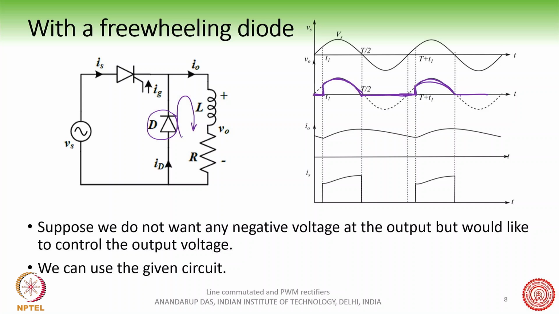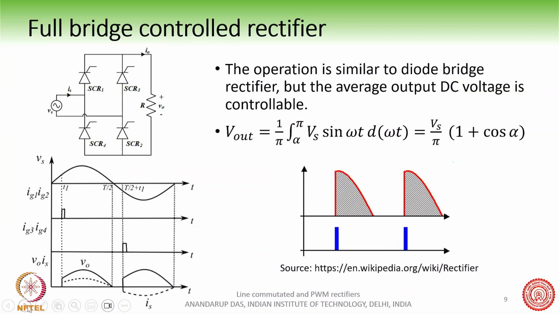Of course, you can control the output voltage by changing the firing angle alpha. And yes, we can use this circuit if we do not want any negative voltage on the output. Fine.